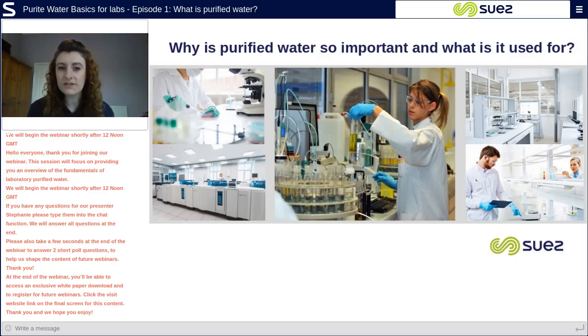Laboratory equipment such as glass washers, environmental cabinets and biochemical analyzers also require a direct feed of purified water and are usually directly connected to a water system.